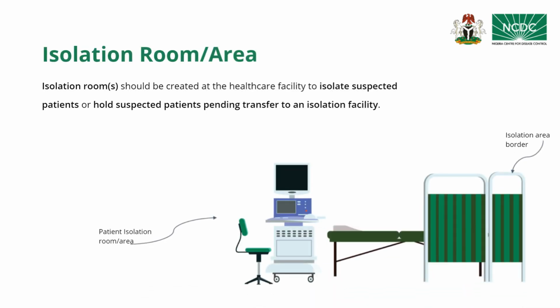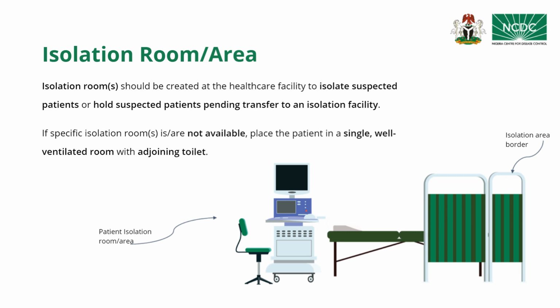Isolation rooms should be created at the healthcare facility to isolate suspected patients or hold suspected patients pending transfer to an isolation facility. If specific isolation rooms are not available, place the patient in a single, well-ventilated room with adjoining toilets.